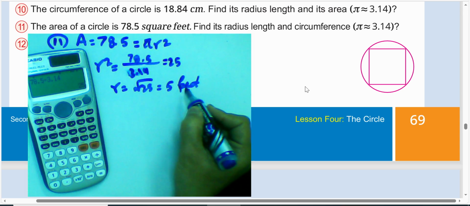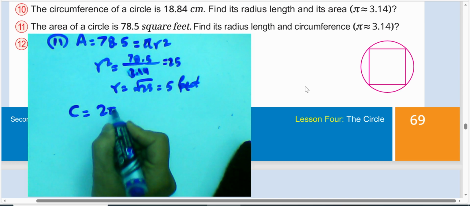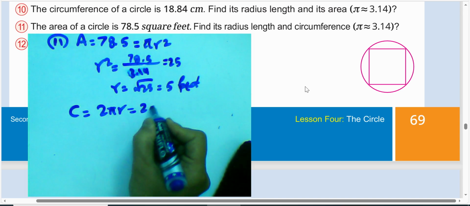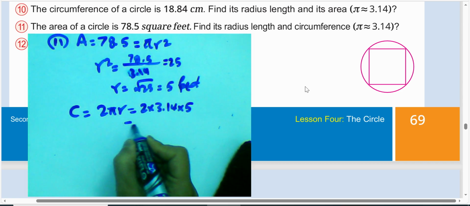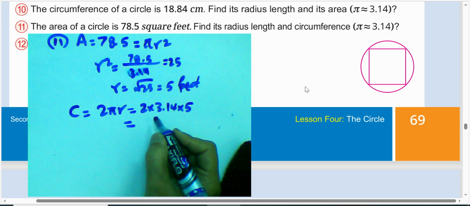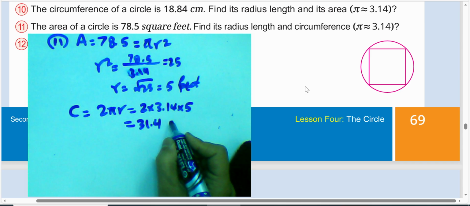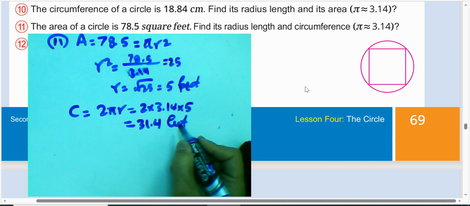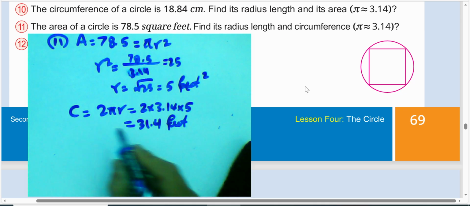Okay, now we can find the circumference. Circumference equals 2 pi r. 2 times 3.14 times the radius, which is 5. 2 times 5 is 10. 10 times 3.14 equals 31.4. And right here, feet. We have area in square feet and here feet. Circumference in feet.